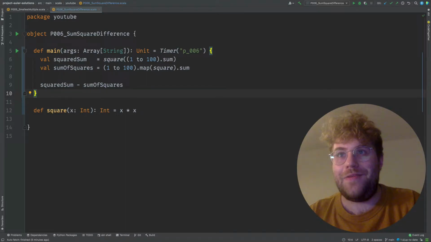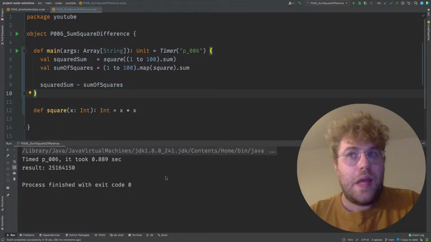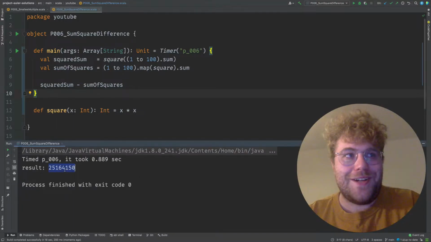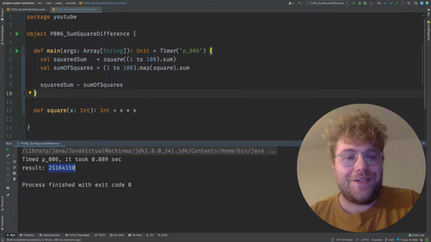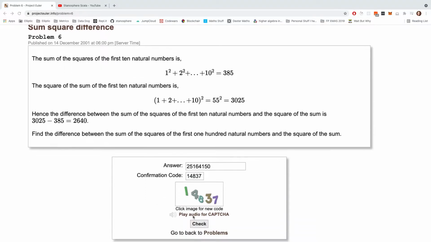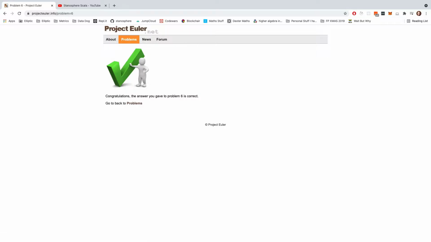So why don't we just run this and see what happens? I'm still always surprised by how slow these basic calculations take, but let's see if that answer's correct, shall we? I've just typed in the confirmation code. Check. Yay, how about that? So we've got the right answer.